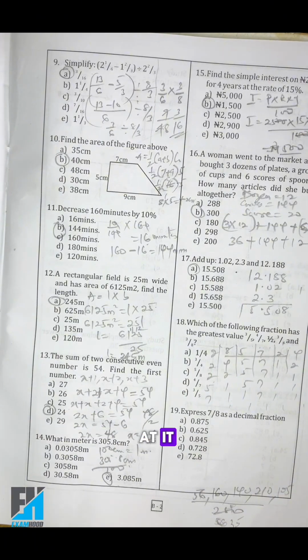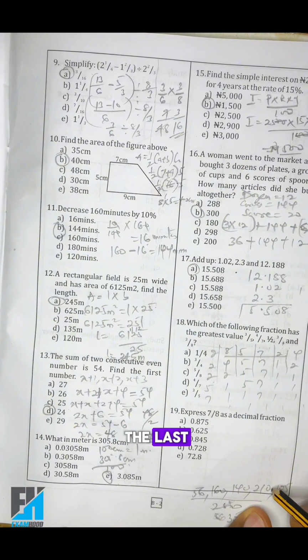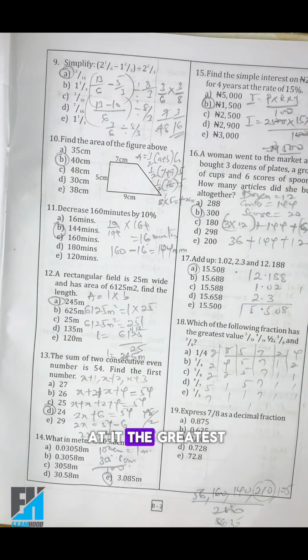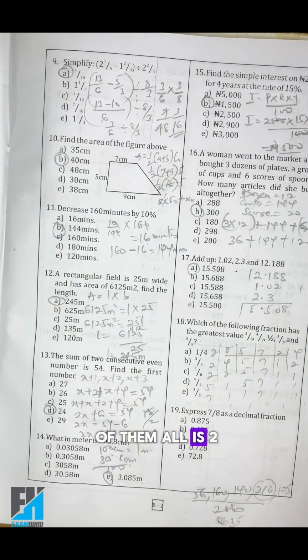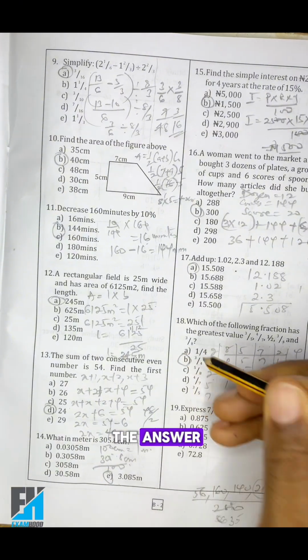105. So let's look at it. Which one is the highest? That is the second to the last fraction, which is 3 over 4, which gives us 210. So if you look at it, the greatest of them all is that 3 over 4. 3 over 4 is the answer.